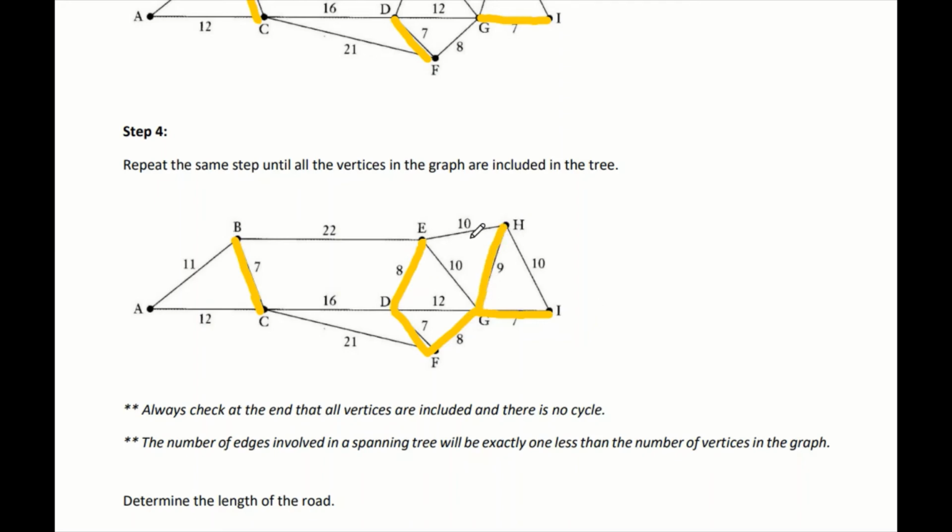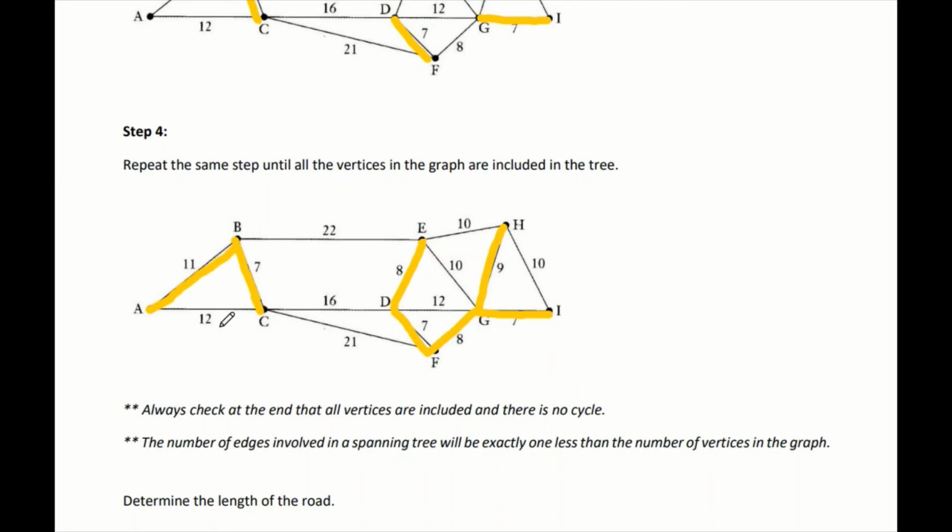Then repeat, I have the 10s. But no matter which 10 I choose, I'm going to create a cycle in the graph, and they are also already connected. So I'm not going to choose any 10 here. The next value will be 11, the shortest one. So that's 11 here.